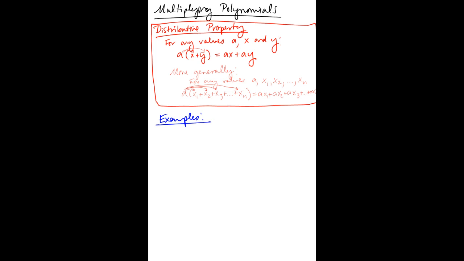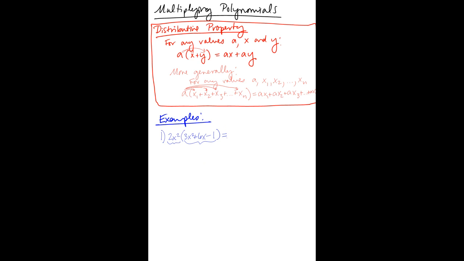Let's start with a simple example. Let's start with 2x squared times 3x squared plus 6x minus 1. Here, this is a polynomial with one term, we call it a monomial, and this is a polynomial with three terms, which we would call a trinomial.